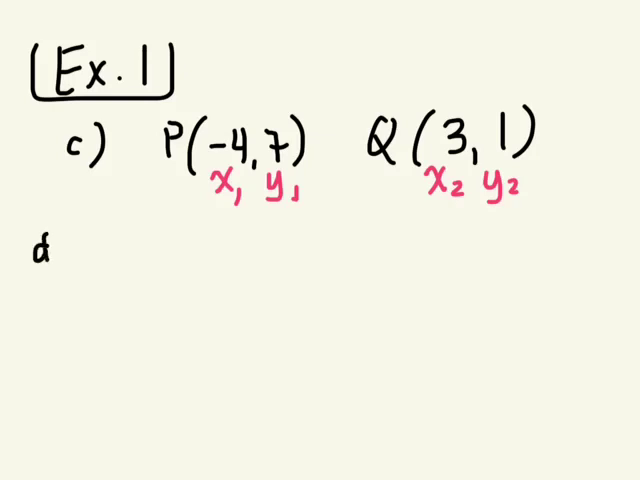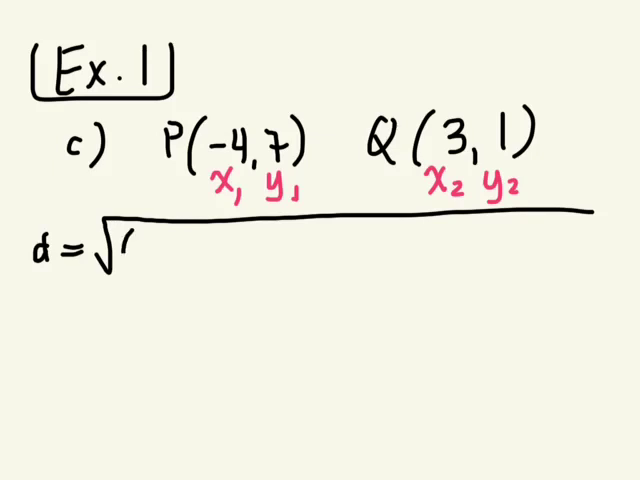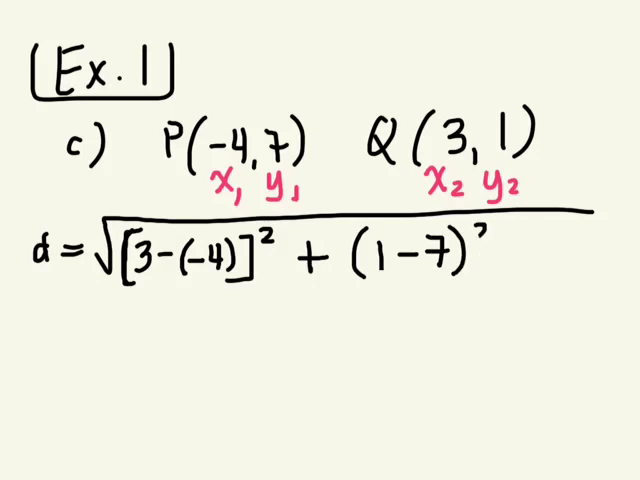The distance, or the length of this line segment, is equal to the square root of, what's x2? Always label your coordinates so you don't get confused. What's x2? 3 minus, what's x1? -4. Make sure you are careful with your signs. Squared plus, what's y2? 1 take away 7 squared.